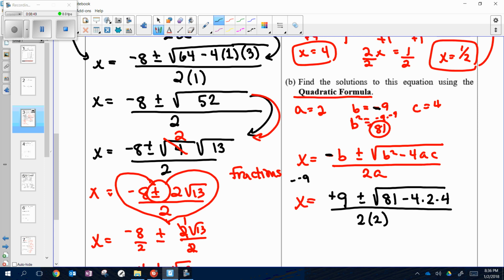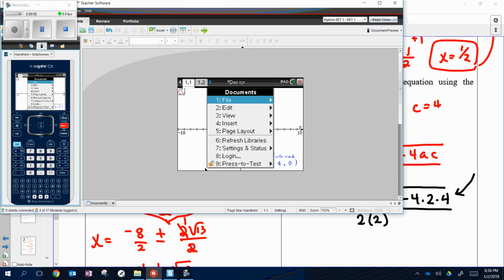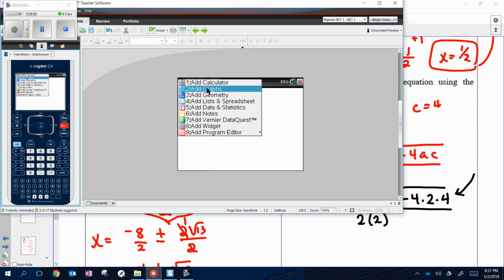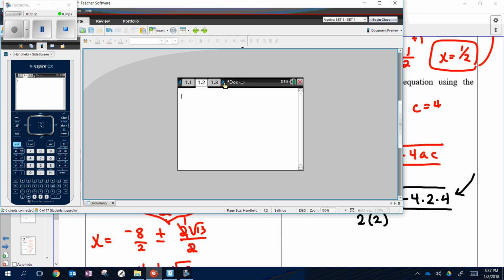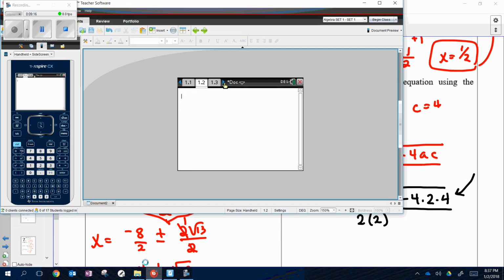Okay, so if you remember what I told you on the last problem, you should be calculating what's under the radical now. 81 minus 4 times 2 times 4. Add a page. Oh, I didn't mean to do that. Escape, escape, escape. Control. Add a page. Let's add a calculator. And we want to do, I already forgot the math again. 81 minus 4 times 2 times 4.